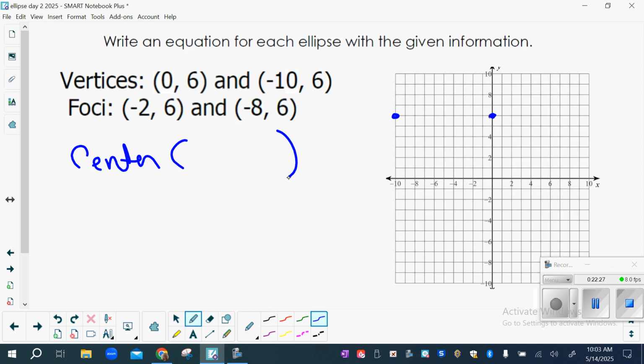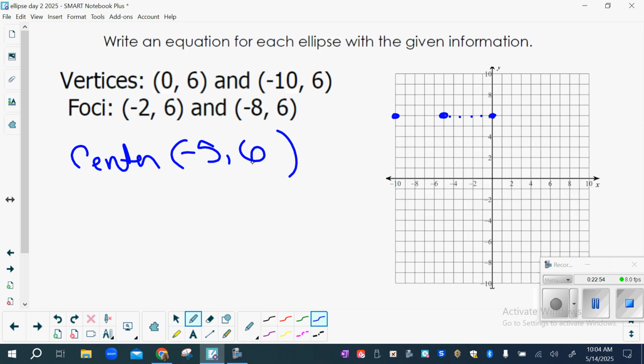Do we have the center? How are we feeling on the center? You're like, Miss T, wait a second. You're not giving me enough stuff. I don't know where they cross. Guess what? It's right in the middle. So I know I got 10. So I just went 1, 2, 3, 4, 5. Move. Boom. Right there. Nothing tricky. You got this. So my center is going to be at -5, 6. Are we good?